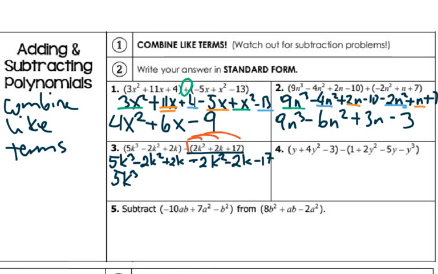Negative 2k squared minus 2k squared will give me negative 4k squared, not 0. 2k minus 2k, that's 0, so we don't write it. And then we have negative 17, and this is the answer. Alright, try example 4, pause the video.